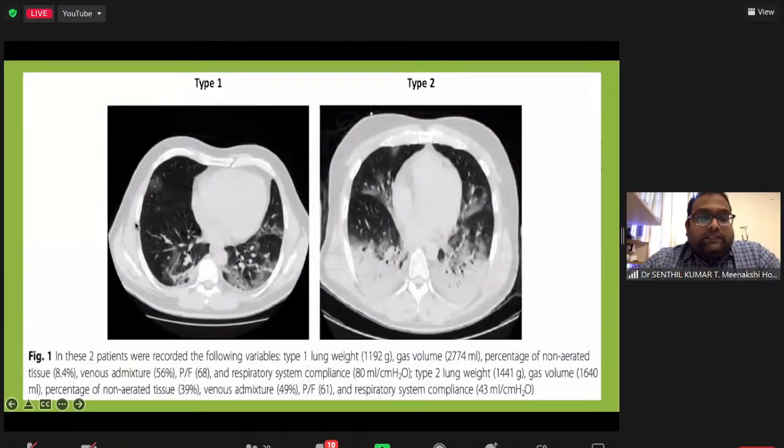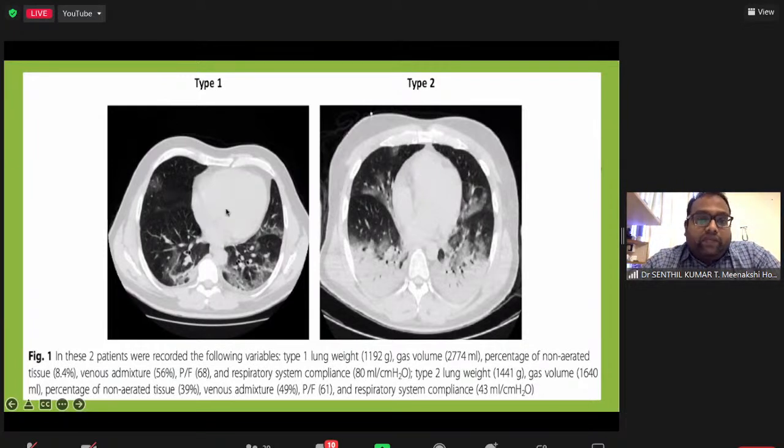So here, a study was done where they performed a CT and also calculated various parameters, and they found that in type 1 the lung mass will be less, the gas volume, that is the aerated volume of the lung, will be more, and the respiratory compliance is higher in type 1, that is the early phase of COVID-19 pneumonia.